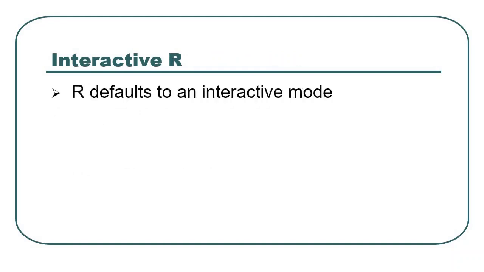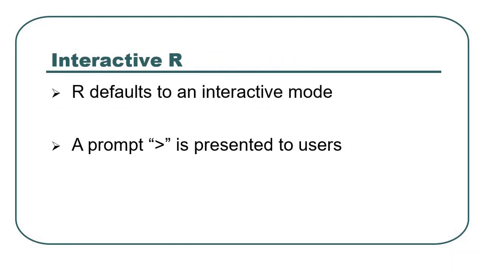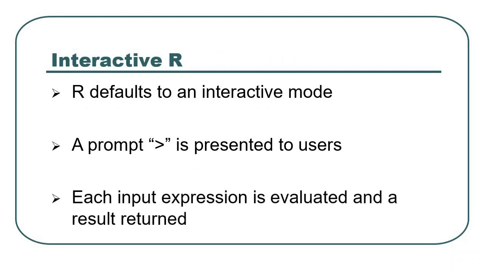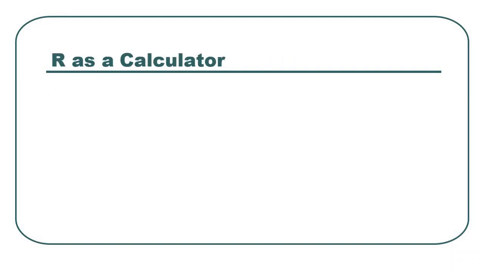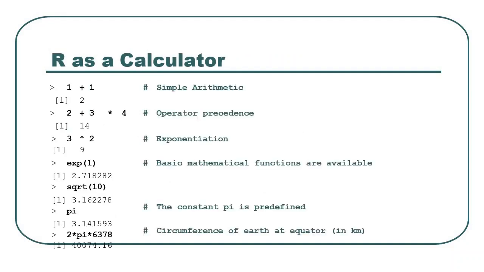And how do we use interactive R? R defaults to an interactive mode. A prompt is presented to users. Each input expression is evaluated and a result is returned that way. Or use it as a calculator, so we can calculate all the values. It handles simple arithmetic, operator precedence, exponentiation, and basic mathematical functions are available. The constant pi is predefined, and can be used for example to compute the circumference of the earth at the equator in kilometers.